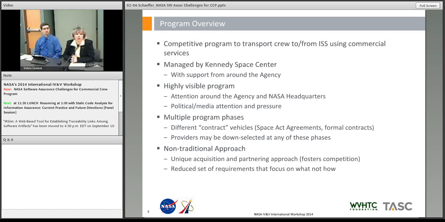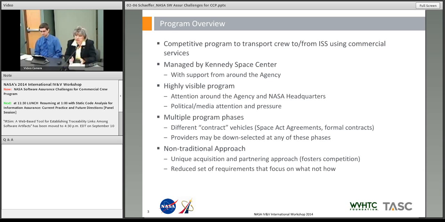The non-traditional approach, that's something that is very unique to commercial crew and something we have had to do. We at IV&V and the IV&V program know that we have to adapt a lot. For commercial crew, our small team also had to do a lot of adapting because this is a very unique program. The typical set of requirements that NASA might levy on a program were not levied on commercial crew. They chose to split the requirements into sort of what was to be delivered and how it was to be delivered. They refrained from levying the how the work was to be done on the providers.